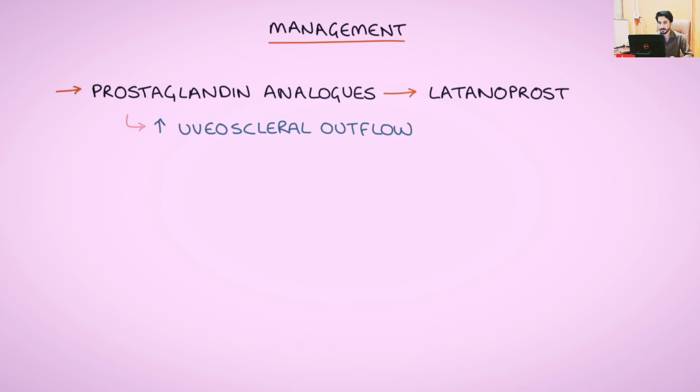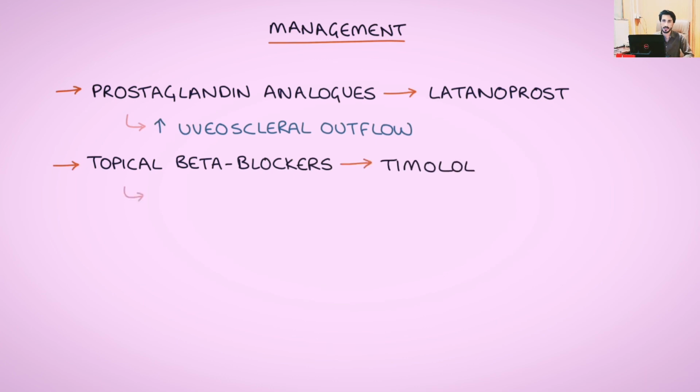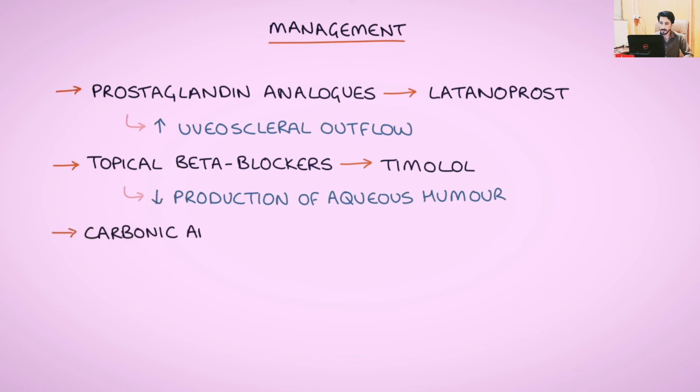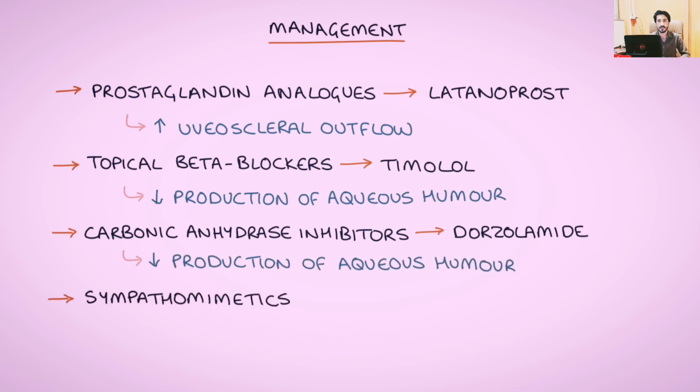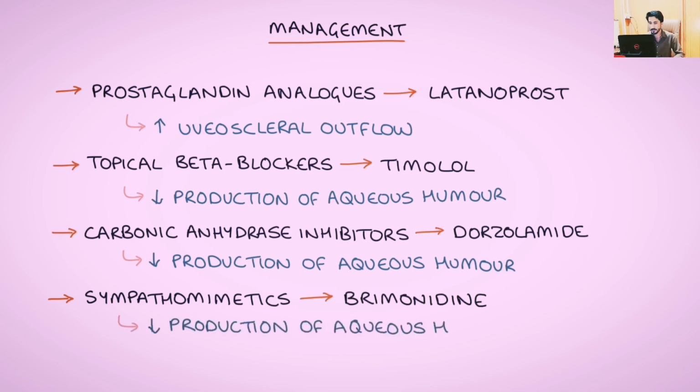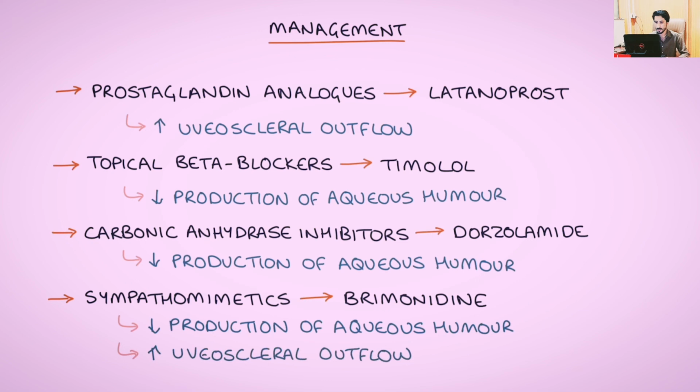Typically, you get a browning of the iris. The other options for treating open-angle glaucoma are topical beta blockers like timolol, which reduce the production of the aqueous humor, carbonic anhydrase inhibitors like dorzolamide, which reduce the production of the aqueous humor, and sympathomimetics such as brimonidine, which reduce the production of aqueous fluid and also increase the uveoscleral outflow.